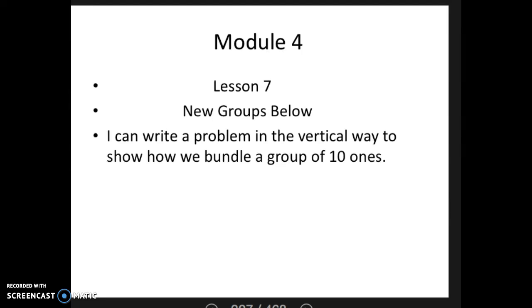Hi friends, today we're going to talk about something so much fun. This is called New Groups Below, and what we're going to do is take the problems that we have written horizontally and flip them and write them vertically and show how we bundle our groups of ones. All right, here we go. You're going to need your dry erase marker, your sock, and a board.